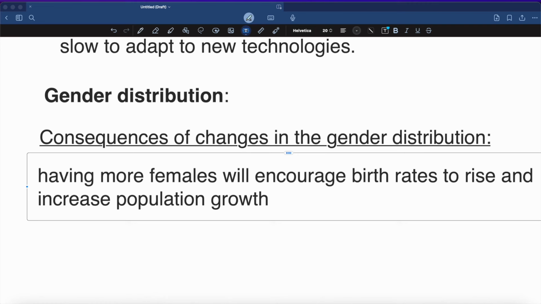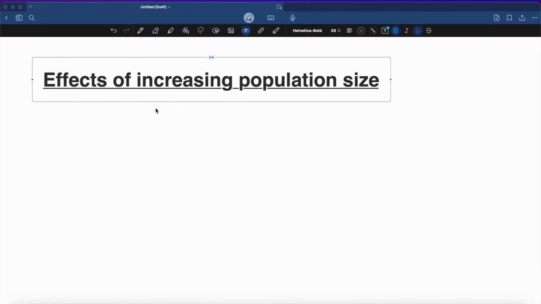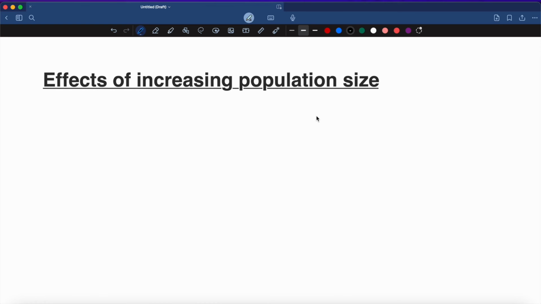Okay, so you kind of need to look at it in terms of that way. Okay, let's now look at the effects of an increasing population size. This is a very important metric for a government, because a government wants to control their population size. I introduced this topic by saying that a government must control their population size. So let's look at the effects of increasing population size.